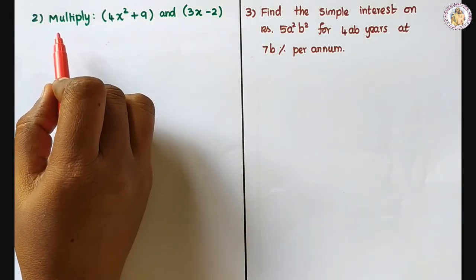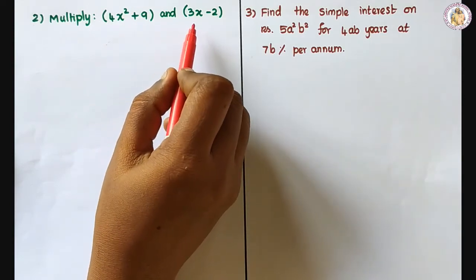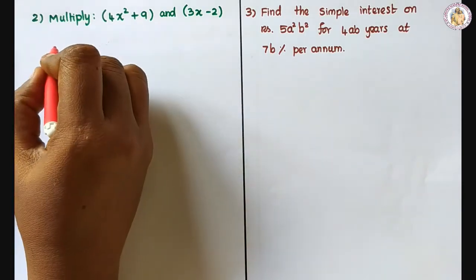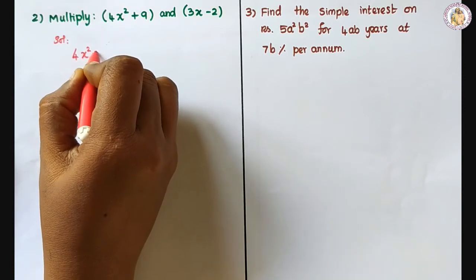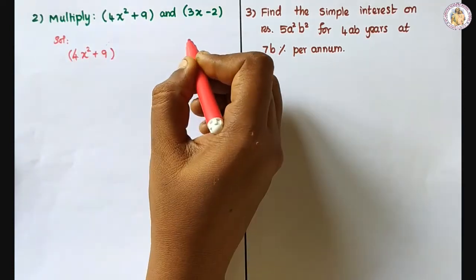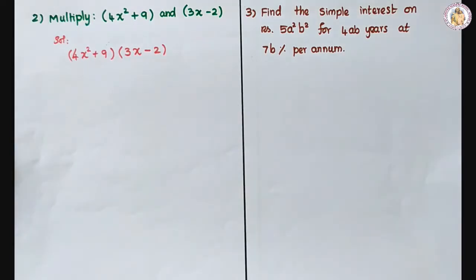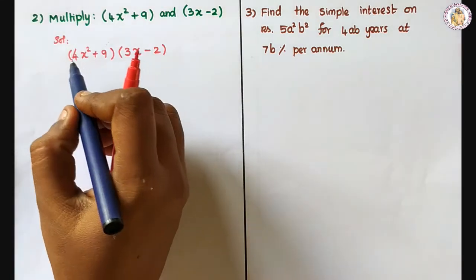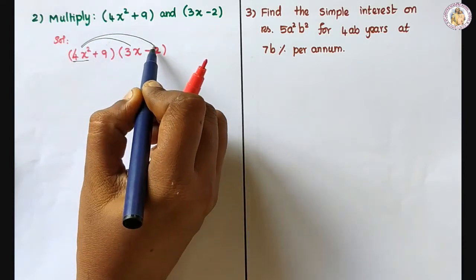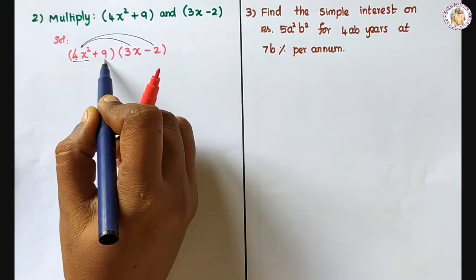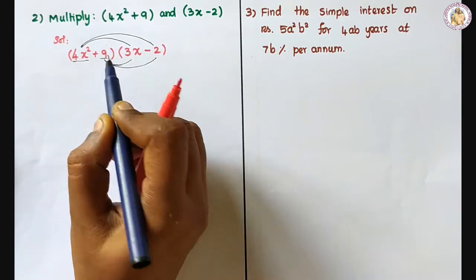Second one, multiply 4x squared plus 9 and 3x minus 2. Four x squared plus 9 into 3x minus 2. How will you multiply that? Take this term and multiply with these 2 terms, and after that we take this term and multiply with 2 terms.